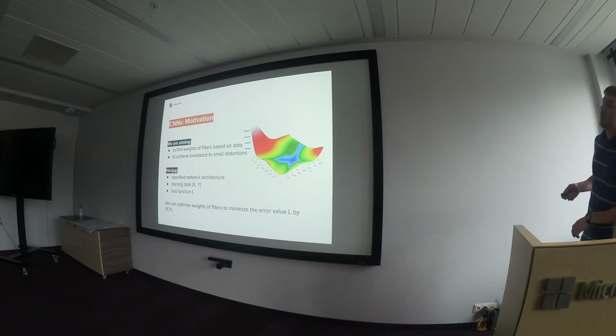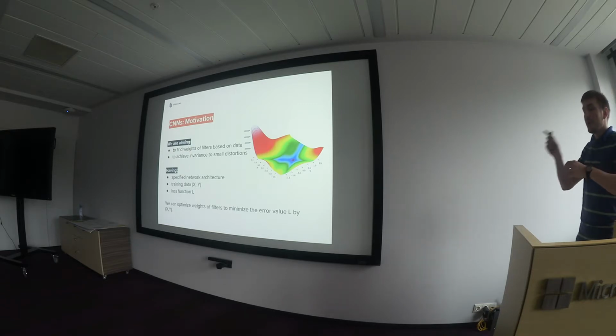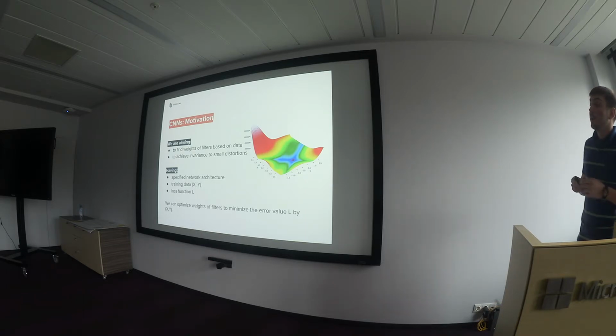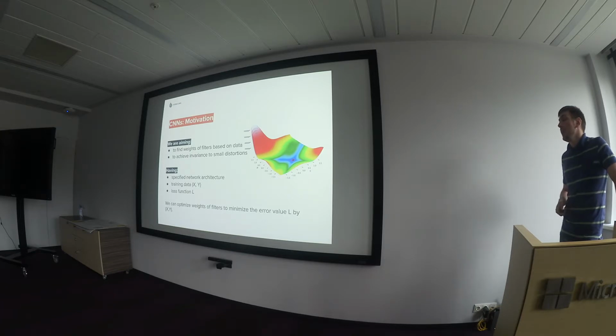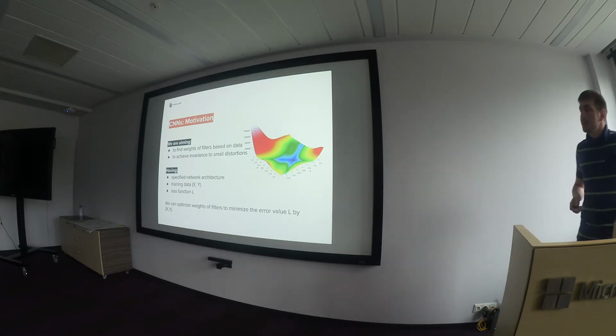It can be shown that if you have some specified network architecture, you only specify the blocks, the sizes of convolution, the stride, which is the step by which you move your sliding window, and how many convolutions you have and so on, but you do not specify weights. And if you have training data and some loss function, suppose cross entropy for classification tasks, then you can optimize your weights of filters to minimize the error on your training data.